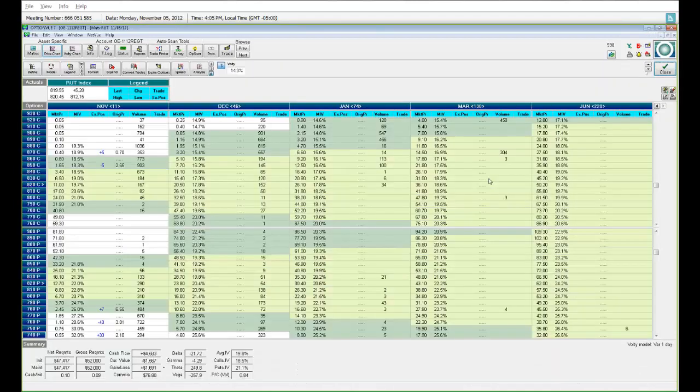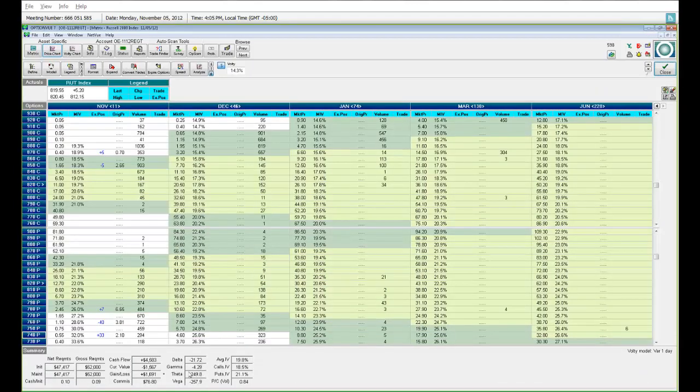Now, we're going to continue to make money day after day after day because we have this little thing down here called Theta. That Theta tells us how many dollars we're going to make every day if the market stays right where it's at. Is it going to stay where it's at? No, it's going to move up and down. So, you know, these numbers will change.